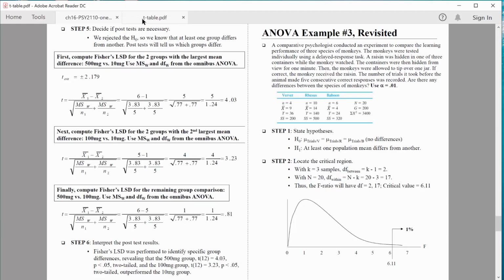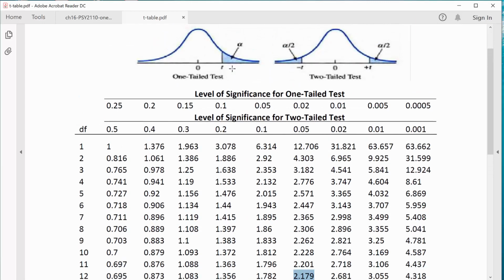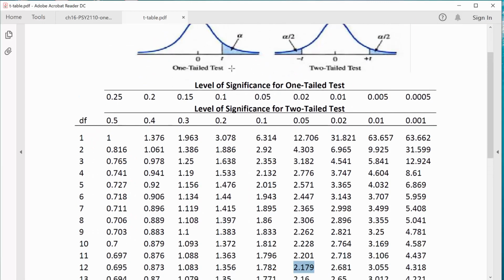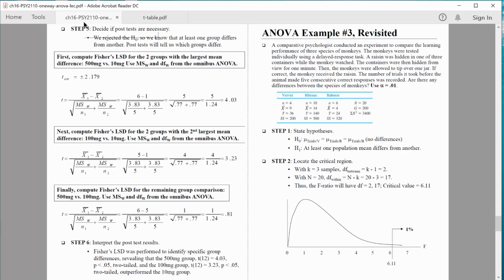So here's a t-table. We will remind ourselves that this is indeed the t-table. We're going to do a two-tailed test with an alpha of 0.05. We have 12 degrees of freedom. Right there is our critical value, plus and minus 2.179. All right, let's go back to the post-test. Now we know the critical value. Now we want to compute the t-value for Fisher's LSD.